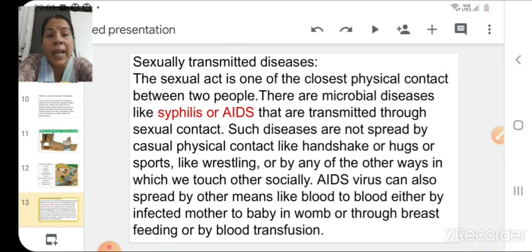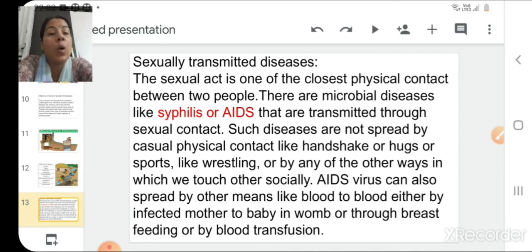Now the third type of spread of disease is sexually transmitted diseases. The sexual act is one of the closest physical contacts between two people. There are microbial diseases like syphilis or AIDS that are transmitted through sexual contact. Such diseases are not spread by casual physical contact like a handshake or hugs or sports like wrestling, or by any of the other ways in which we touch others socially.